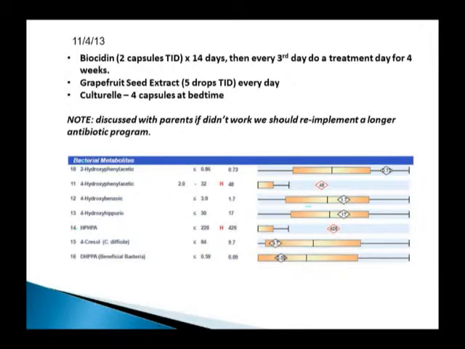So I said, all right, let's take the Biocidin, and instead of doing it for 10 days, let's just do it for 14 days. And then instead of doing a cyclical dosing afterwards for 3 weeks, let's do 4 weeks. Let's just extend it a little bit, okay? And I went ahead and also added in a little bit of grapefruit seed extract, and we did some Culturelle, which I typically do anyway. So I used a pretty good dose of Biocidin, 2 capsules 3 times a day for 14 days. Then every third day, we did another treatment day, kind of using the Biocidin like we used the Flagyl and vancomycin.